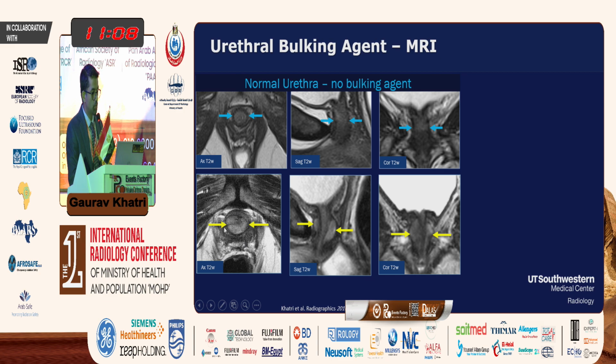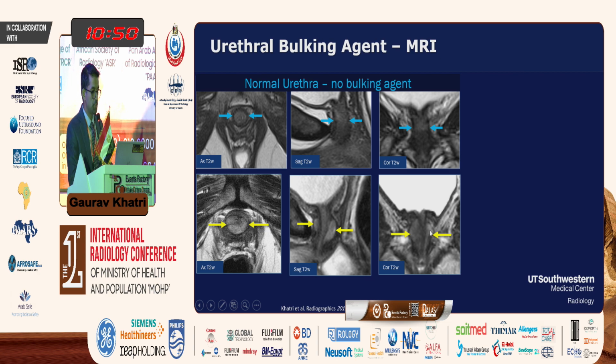You can see this round structure, how the urethra is enlarged and has higher signal intensity on the T2 weighted images. On the sagittal as well, looks like there's bulging anteriorly and posteriorly. Almost looks like a prostate gland in the female patient, but of course it's not a prostate. This is what urethral bulking agent should normally look like.